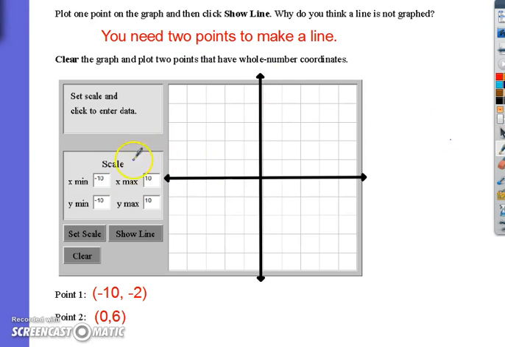Okay, and then the first point that I put was -10, -2, so that's -2, 4, 6, 8, 10. All right, so the lines here on this graph go by 2s. In other words, the interval is 2. So this is -2, -4. The first point that I put was over here, and that was at the coordinates -10, -2, and I've also put a point at 0, 6, which is right about there.